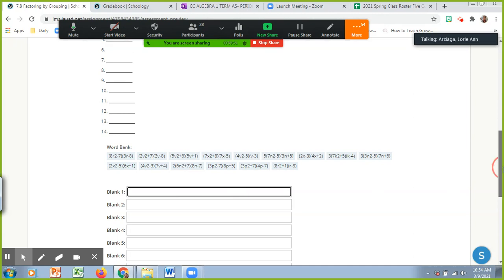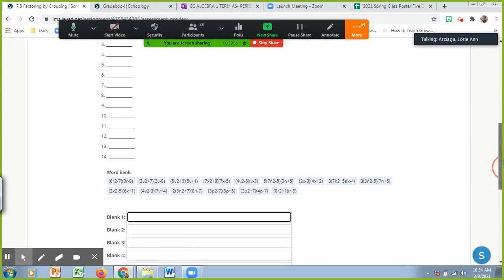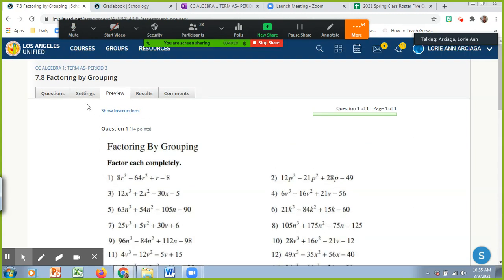Well, what was number 1? Is it the one with the 3r minus 8? It's the one with the r minus 8. So, where is r minus 8? Is it this one? The 7.8 thing is in there. It's not there? Really? This is factoring by grouping?